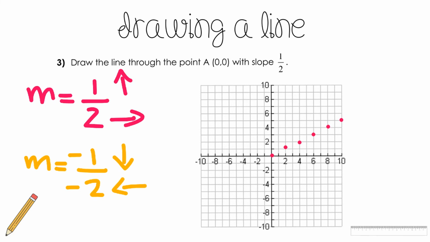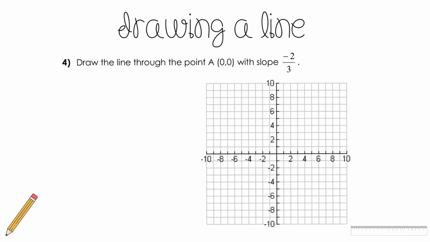So start at the origin, and now you're going to go down 1 unit and 2 to the left. Down 1, 2 to the left, and continue this pattern until you can't anymore. And then finally, once you're done that, you're going to get your ruler and connect all of the points, and it should make a nice straight line.